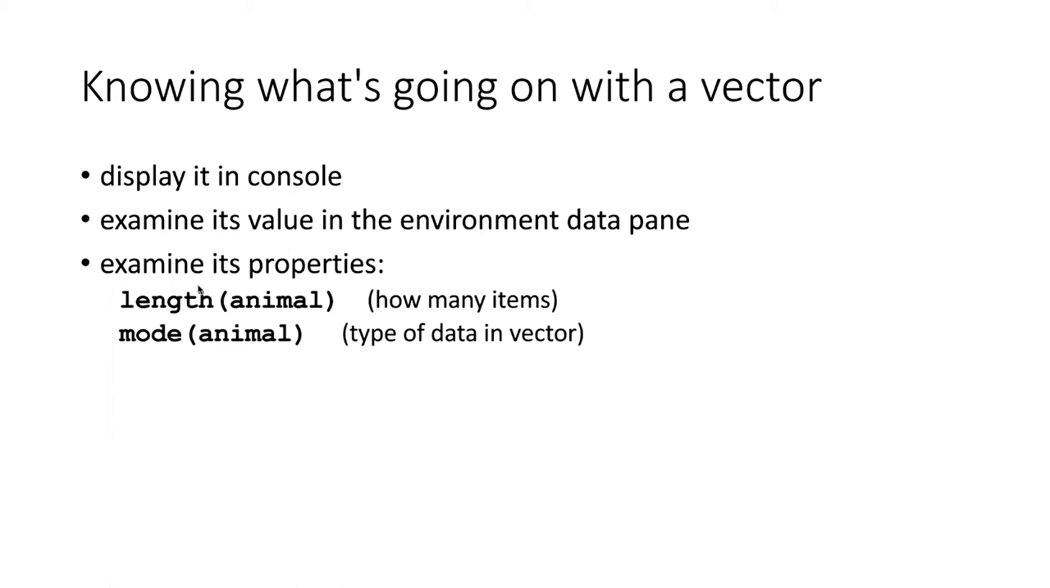There are two functions that we can use to actually ask about the vectors. We can ask what the length of the vector is. That's the number of items in the sequence using the length function. And the mode function will tell us the type of the data that is in the vector, for example, if it's numeric or if it's character data.